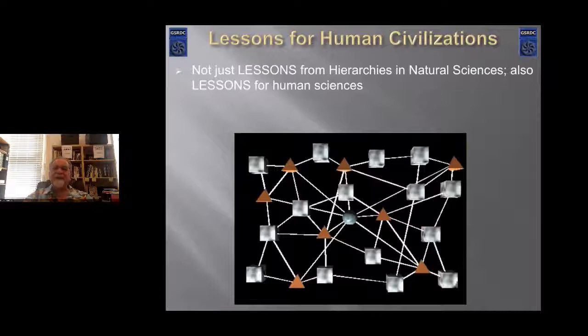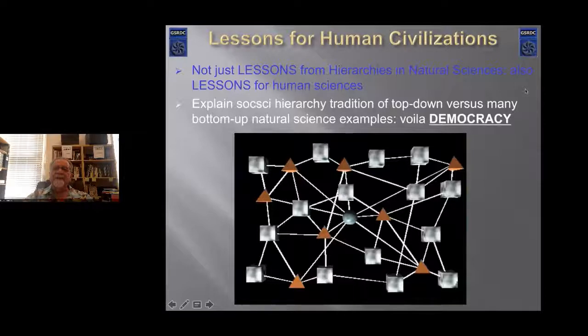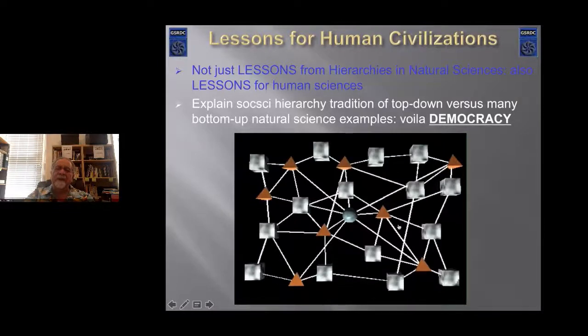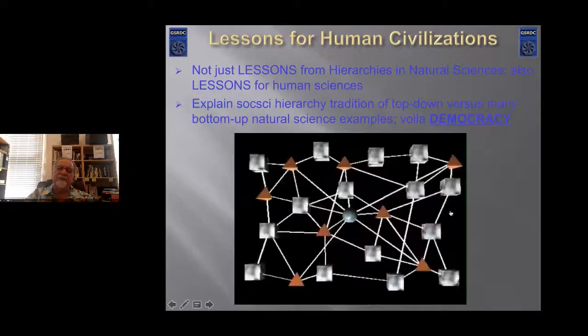But there weren't just lessons from hierarchies in natural sciences, there are also lessons for human sciences. For example, we often lately have been arguing for network organization of corporations and network organization of politics, and there's a reason for that. But we tried to show that networks and hierarchies are actually transformable. This is a transformation of a network into a hierarchical scalar level thing. And so they are interchangeable to some degree.